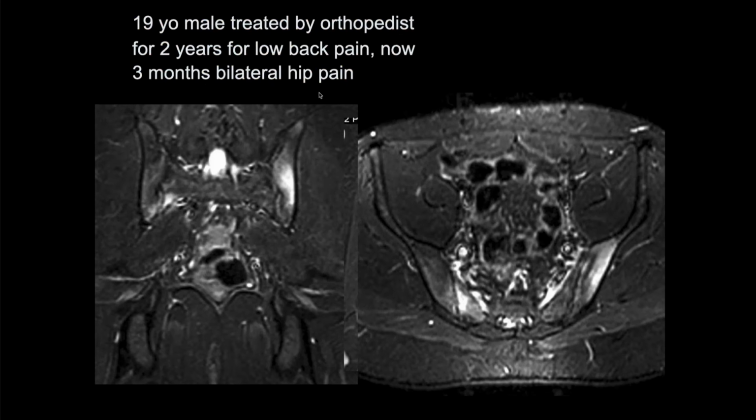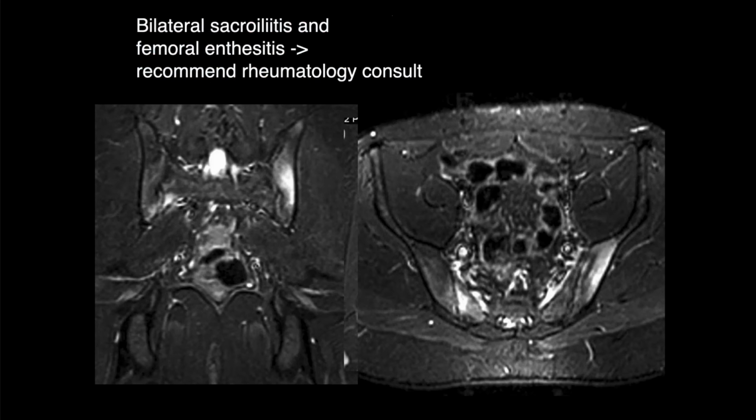And then here we can see the sacroiliitis very nicely on the axial STIR. So clinically, when you pound the spine with the side of your fist, it's pretty easy to pick up the tenderness in the area where the disease is.